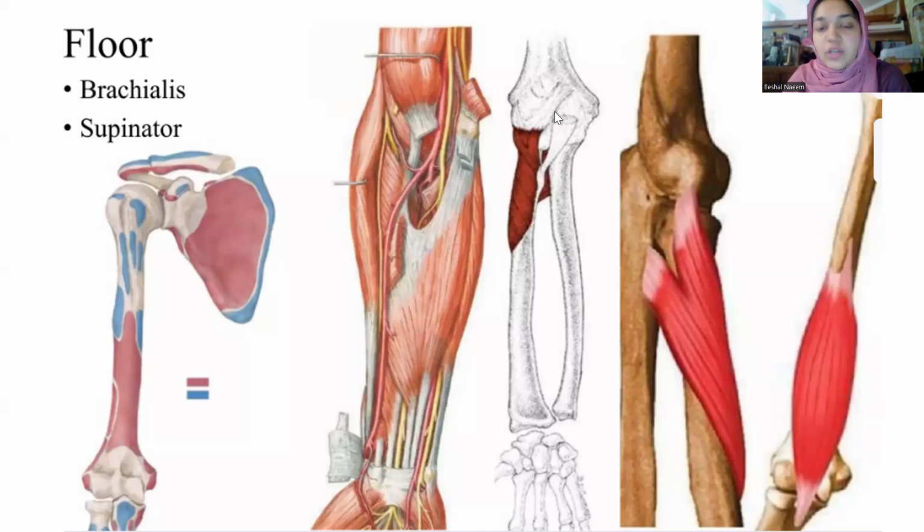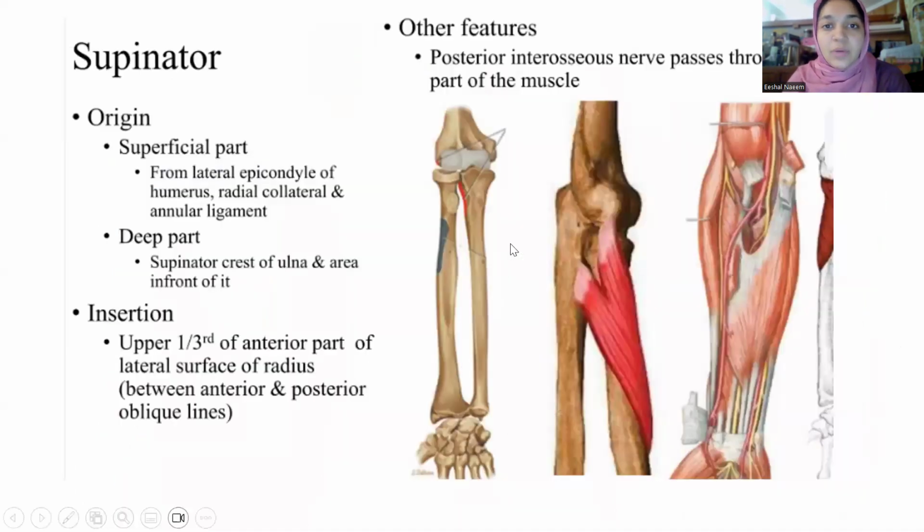The supinator, as we can see, is basically wrapping around, right? So the floor is formed by these deep muscles. You know that the brachialis is lying deeper to the other muscles, and the supinator is also lying deeper to the rest of the muscles. So since they lie very deep, they form the floor of the cubital fossa. Now, what are the contents of the cubital fossa?